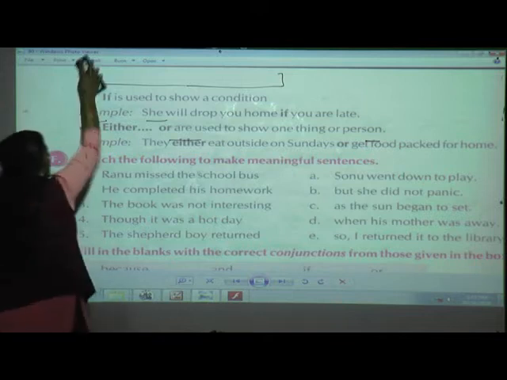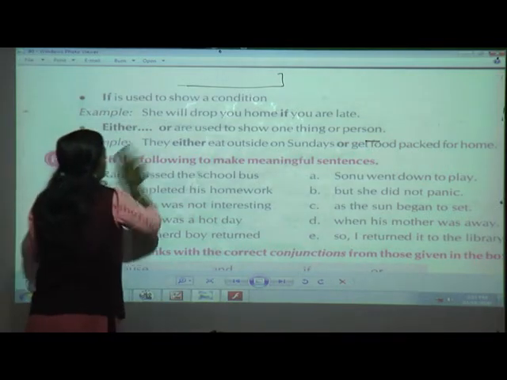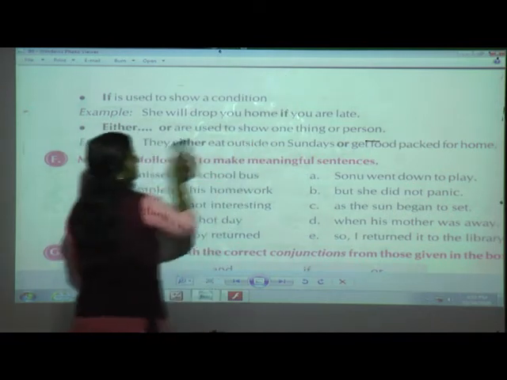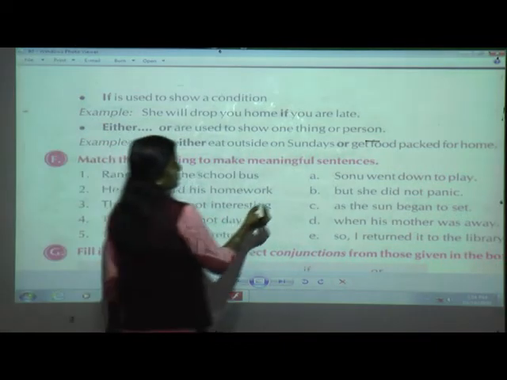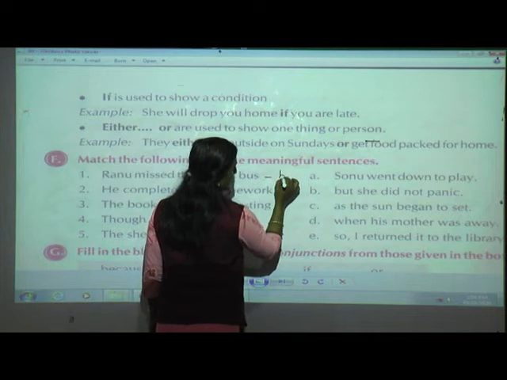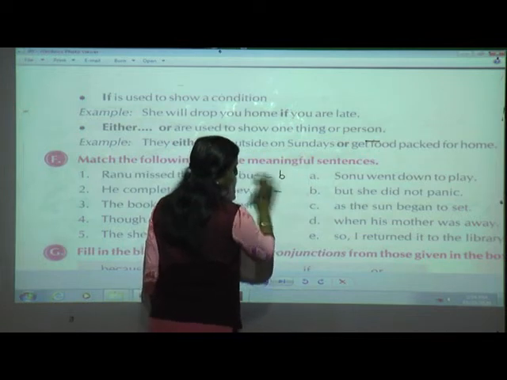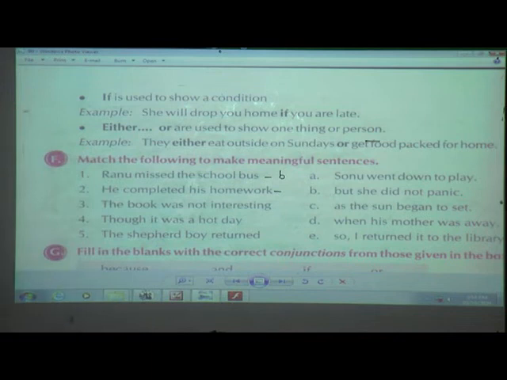Now exercise F. What are you going to do? Yes, you have to match the following to make meaningful sentences. Now see here, Ranu missed the school bus. Yes or no? So which is the correct sentence which you can match? Yes, she missed the school bus, but she did not panic. So what I am going to do? I will put a dash and write here B. I am not going to draw lines, otherwise you will get confused. So the first answer is B.